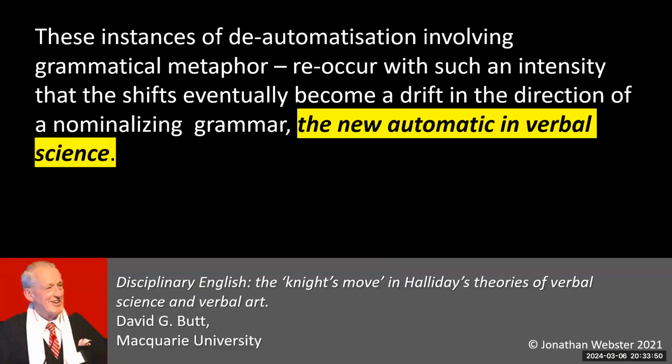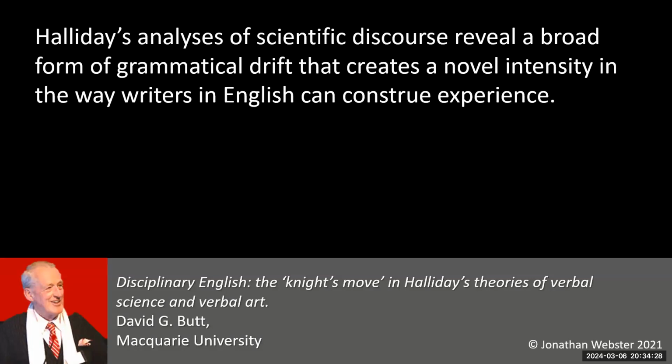These instances of de-automatization involving grammatical metaphor reoccur with such an intensity that the shifts eventually become a drift in the direction of a nominalizing grammar. In other words, the grammar is highly nominalized. The idea is that those shifts that we just talked about become so frequent, they become the norm. They become the new automatic. They become the drift. Halliday's analyses of scientific discourse reveal a broad grammatical drift that creates a novel intensity in the way writers in English construe experience.